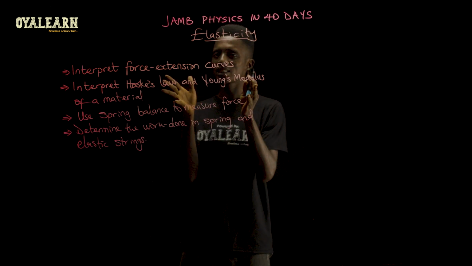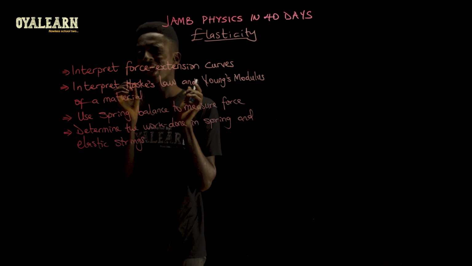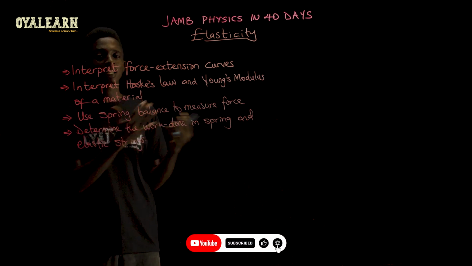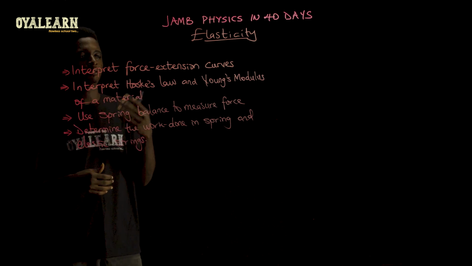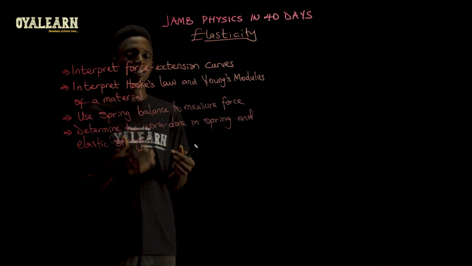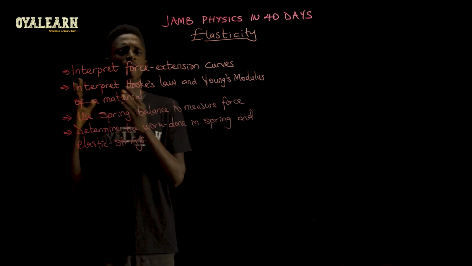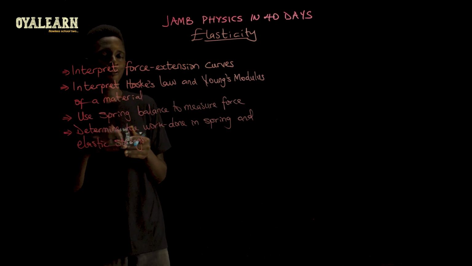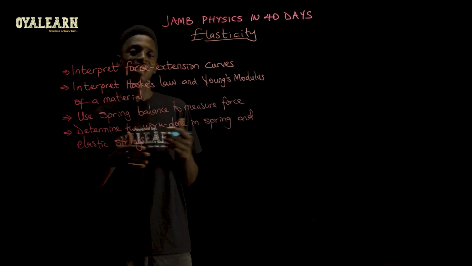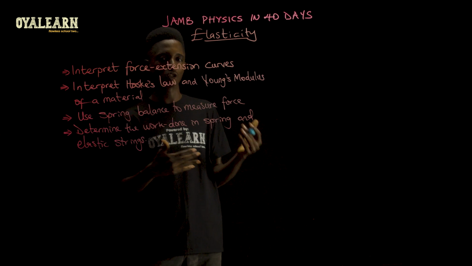Now, as far as elasticity goes, what JAMB expects every candidate writing the exam is stated here. They expect that you should be able to interpret the force extension curve. Now, when you place a solid material under stress, there's something called the force extension curve, which is a graph with the force applied on the vertical and the extension observed on the horizontal, right?